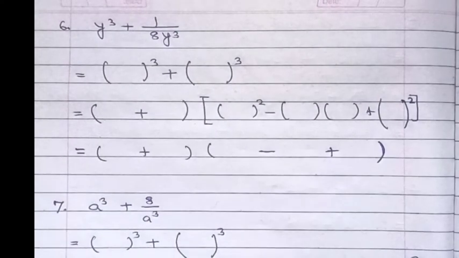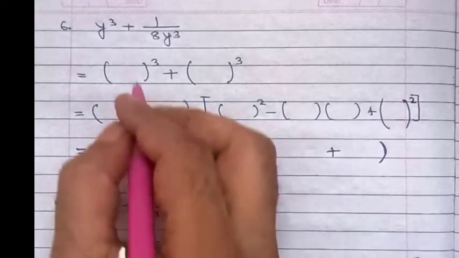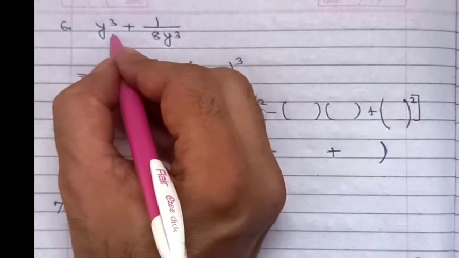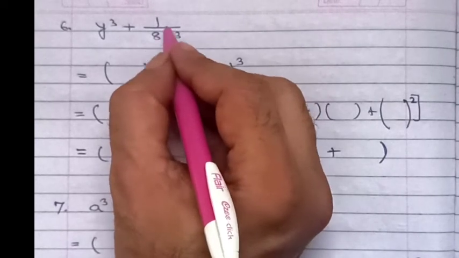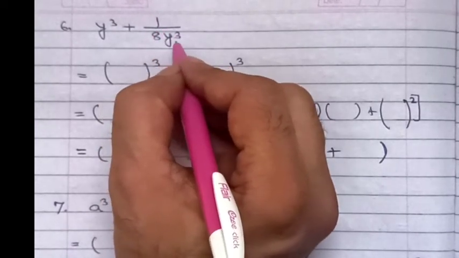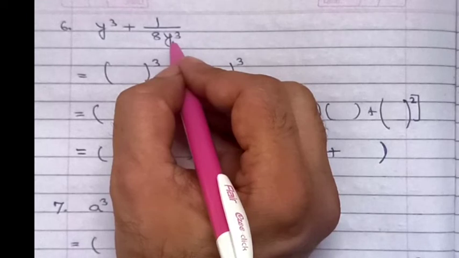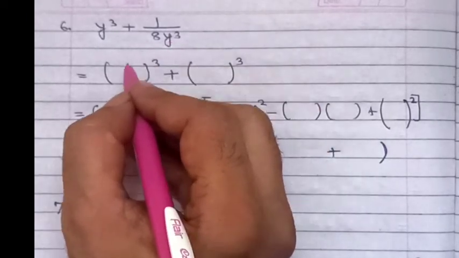Sixth question, y cube plus 1 upon 8 y cube. It is important because it is 1 upon 8 y cube, but method remains as it is. Even you can solve the same way.